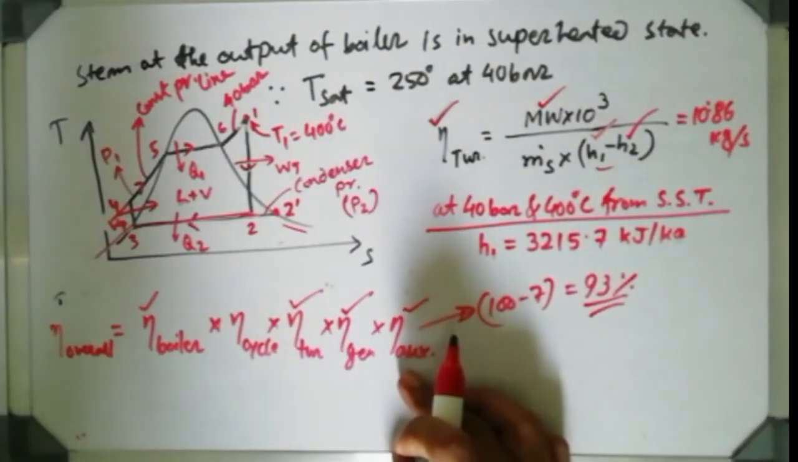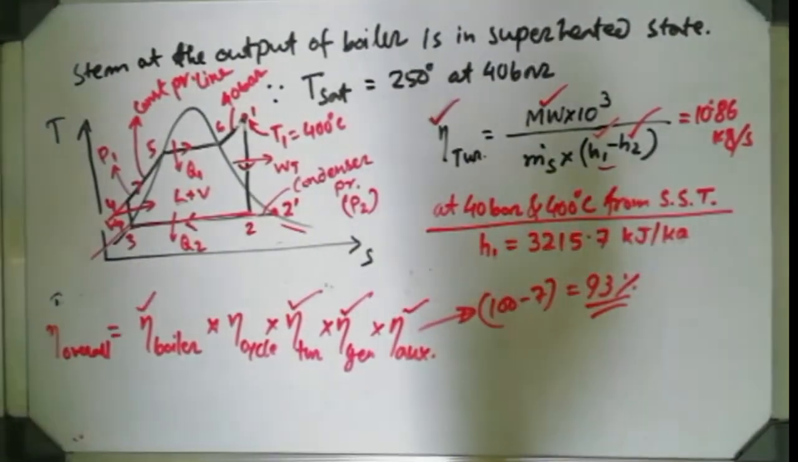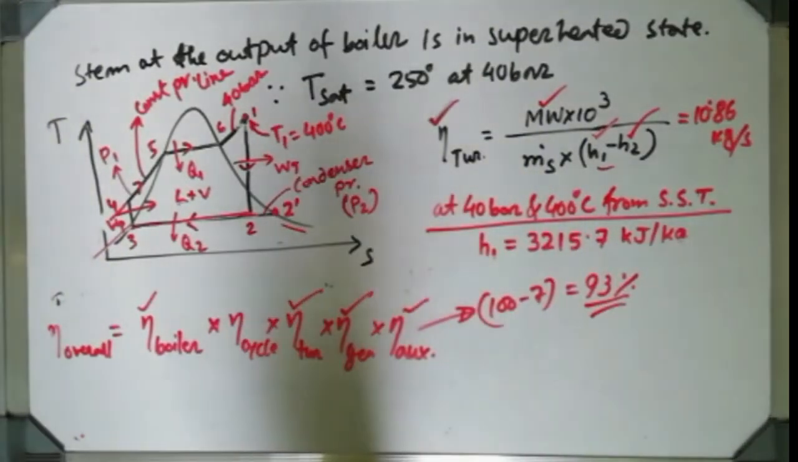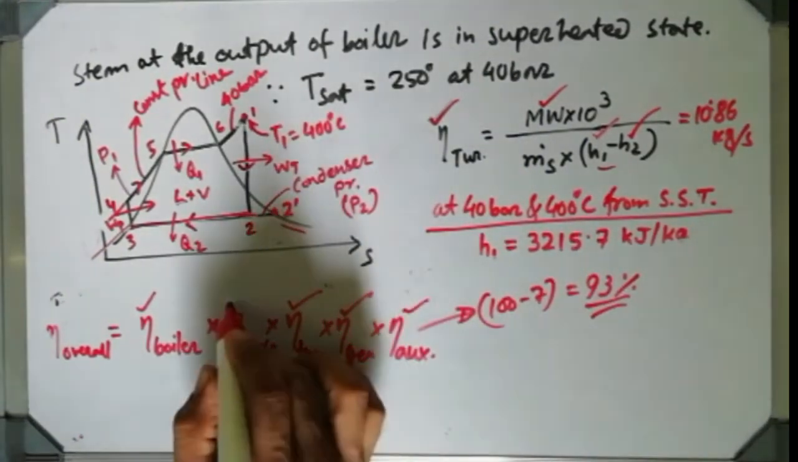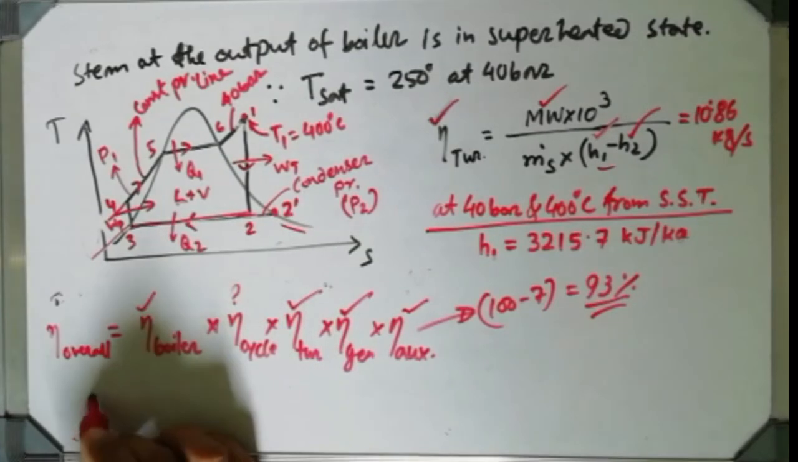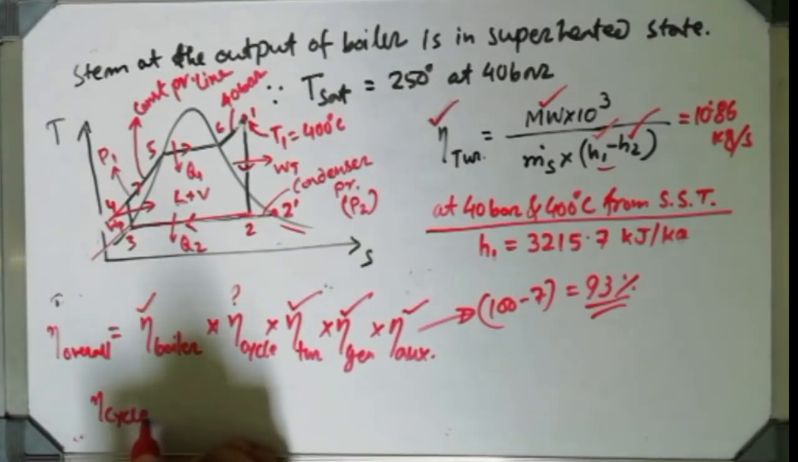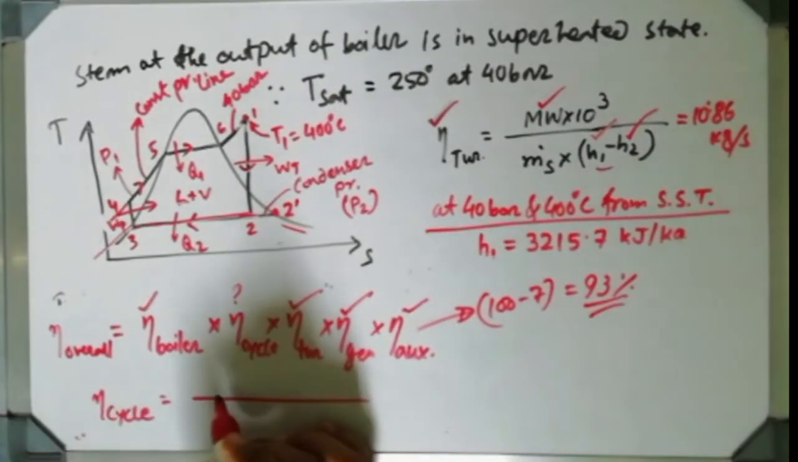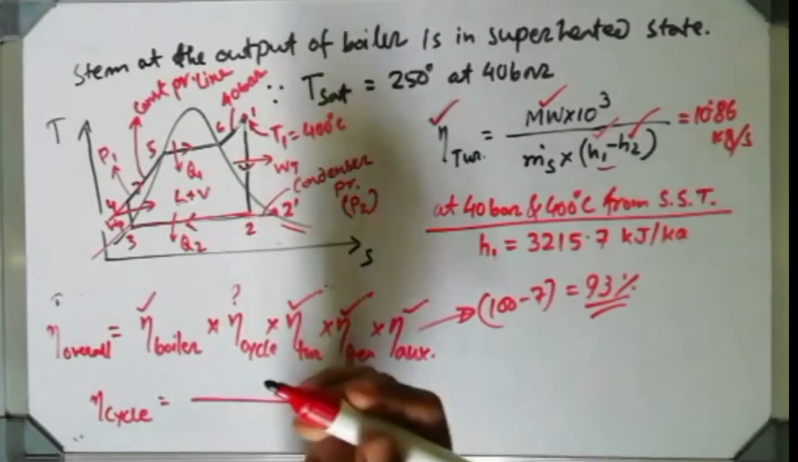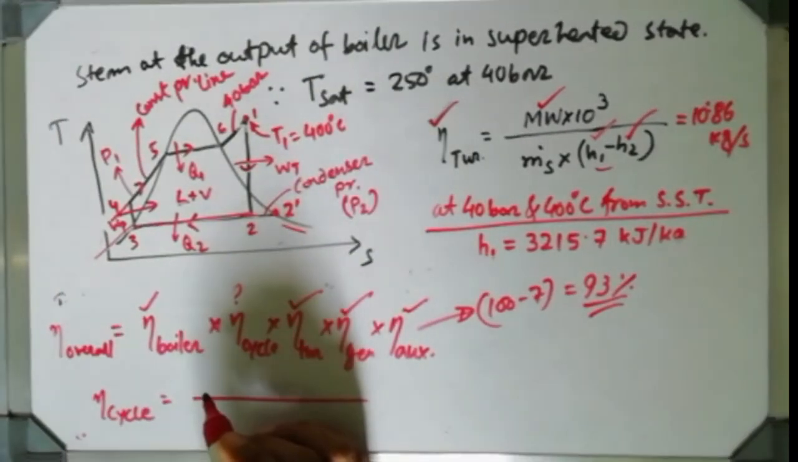So the eta auxiliary will be 93%. It is given in some different manner. Now the question is eta cycle. It is not given. Eta cycle can easily be found out. Now eta cycle can be written this way: net work done by the input work done.